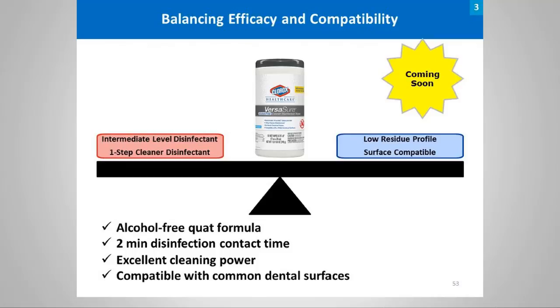For example, this is a product that I've been using in my office. It's coming to market soon. It's called VersaSure. It has a low residue. It's very surface compatible. It's a one-step cleaner disinfectant in its intermediate level. Of course, when I say one step, that's something that can clean and disinfect in one step.